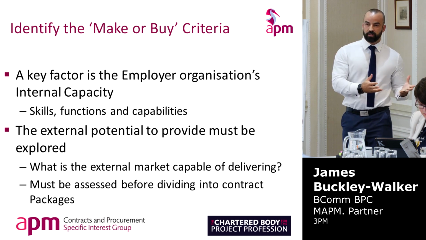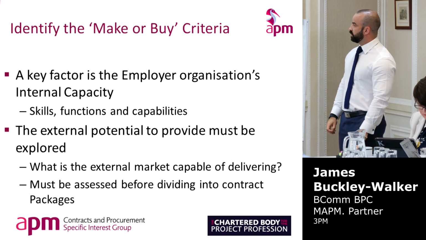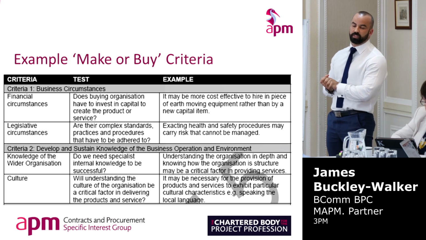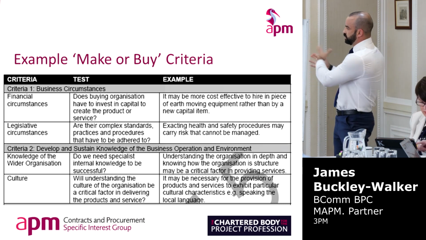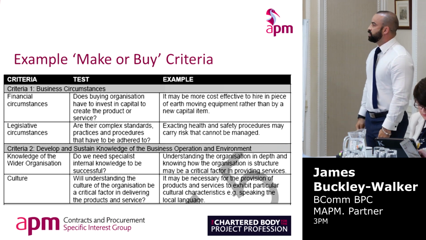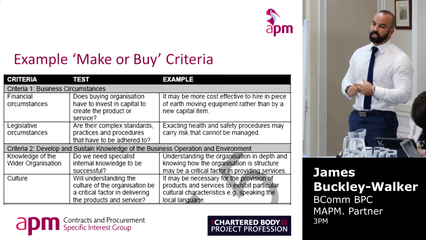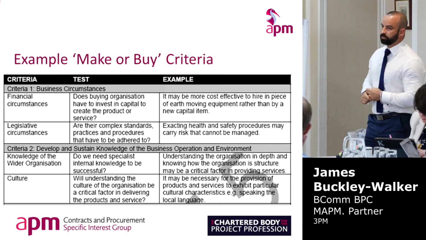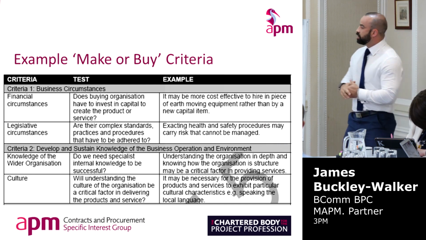So now we know our internal capacity and our external capacity. We get onto the make or buy criteria. So this is in the guide. There's quite a few more examples of this. You go through the criteria, how you're going to test it, and then there's an example. Taking a couple of these, for example, legislative. A lot of clients might have either legal in-house team or health and safety, but for a construction project, they often don't have that type of specific expertise, so they might need to buy that in.